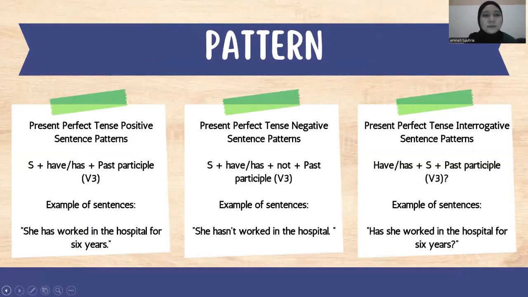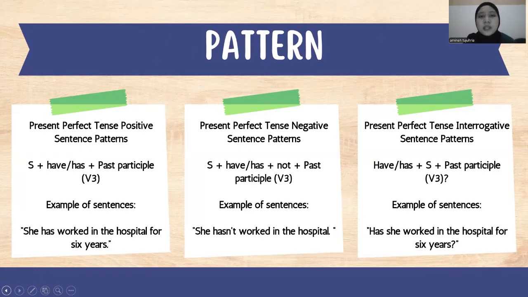For the pattern, first, present perfect tense positive sentence patterns. The pattern is subject plus have or has plus past participle or verb 3. Example, she has worked in the hospital for 6 years.